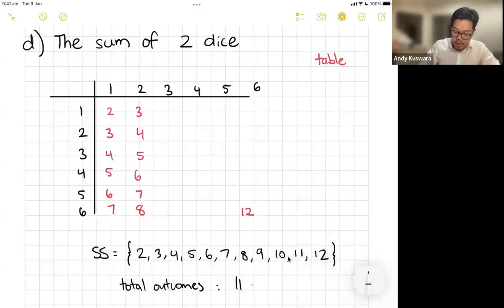If I was just to talk about the 11 total outcomes in terms of what different sums I can get from 2 dice. Now, hopefully that makes sense.